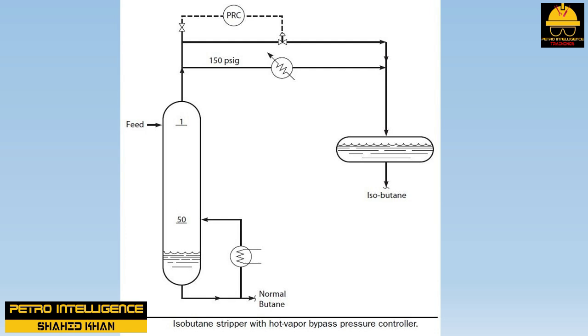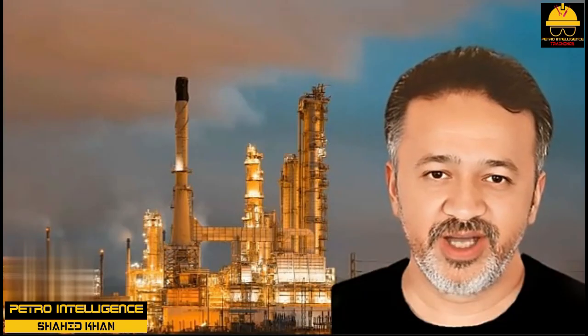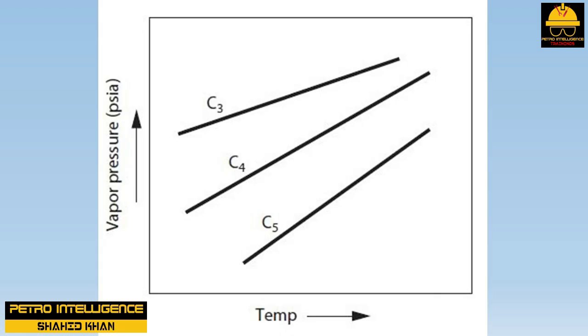However, there was a secondary benefit of reducing tower pressure: increased relative volatility. Relative volatility. The chart shown in this picture is called a Cox, or vapor pressure, chart. It shows the pressure developed by pure component liquids at various temperatures. The interesting aspect of this chart is that the sloped lines, representing the vapor pressures of pure hydrocarbon components, spread apart at lower pressures. This results in an increase in the ratio of the vapor pressures of any two components.